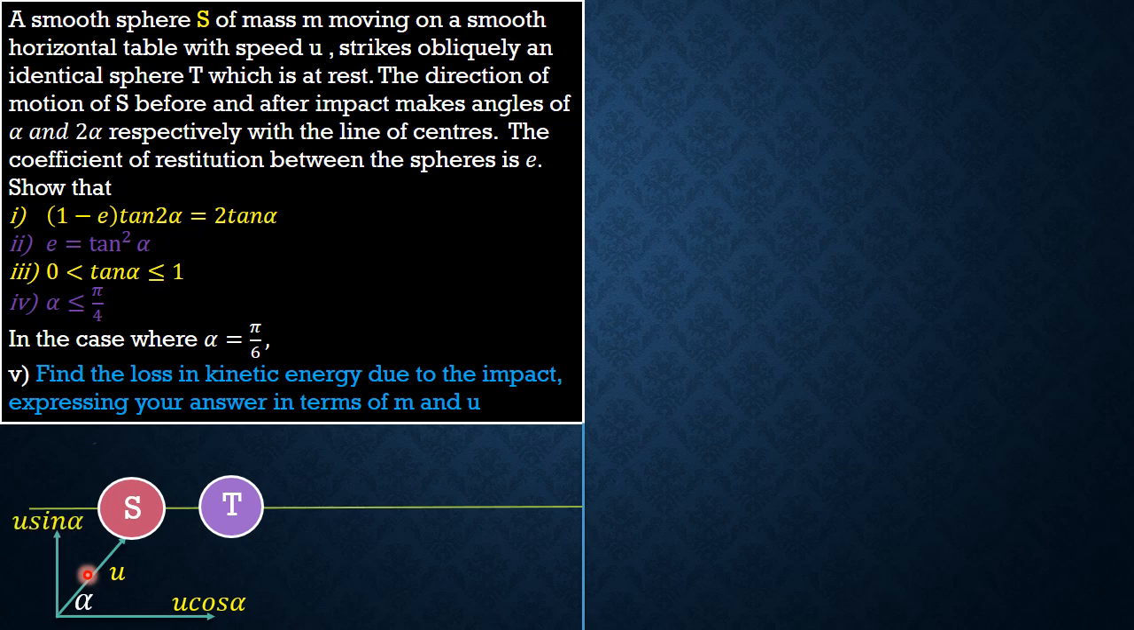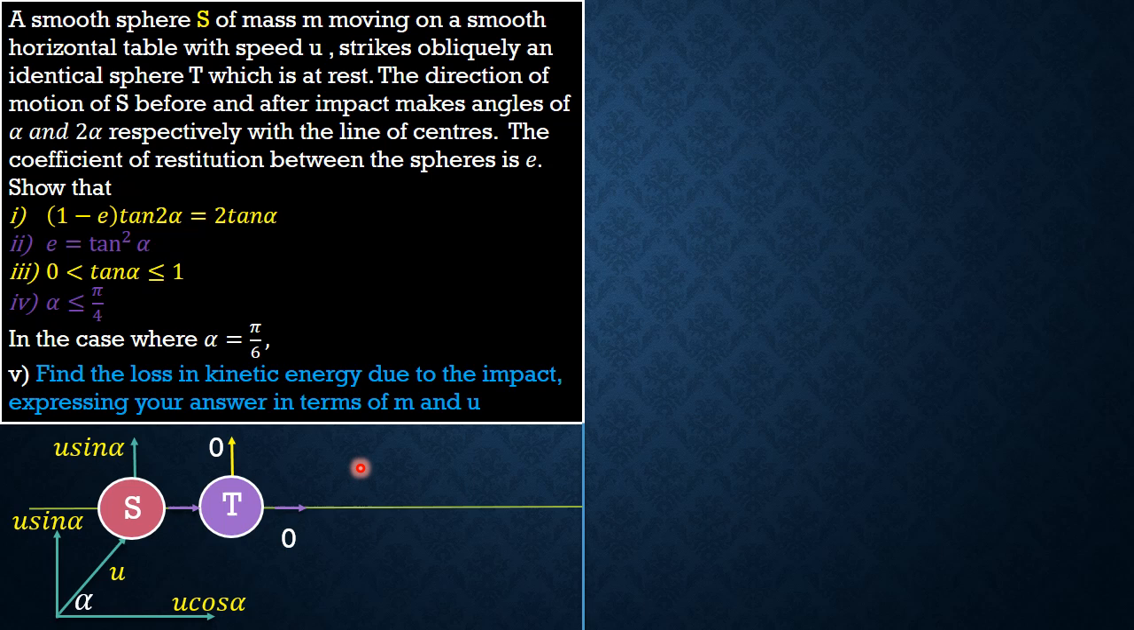Good. That's what we have, friends. So before it collided with sphere T, it has this component, which is u sin alpha, the upward component. Then, friends, as for our sphere T, since the question said it was stationary, its upward speed, or vertical speed, is 0. Likewise, its horizontal speed is also 0. Since it's at rest, both its i and j components of speed are 0.